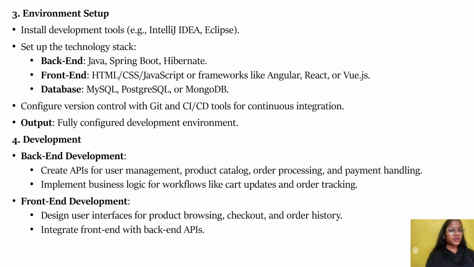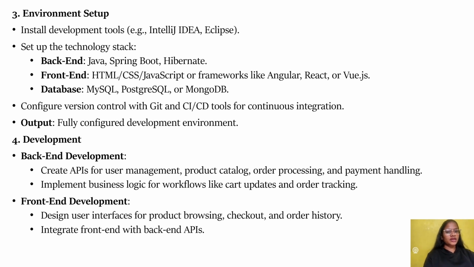Environment setup: install development tools, for example IntelliJ IDEA, Eclipse. Set up the technology stack. Backend: Java, Spring Boot, Hibernate. Frontend: HTML, CSS, JavaScript, or frameworks like Angular, React, or Vue.js. Database: MySQL, PostgreSQL, or MongoDB. Configure version control with Git and CI/CD tools for continuous integration. Output: fully configured development environment.